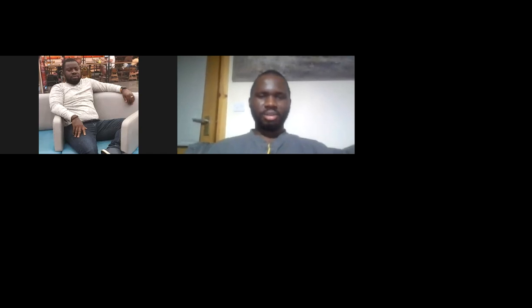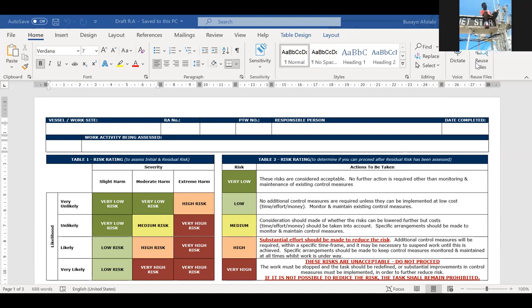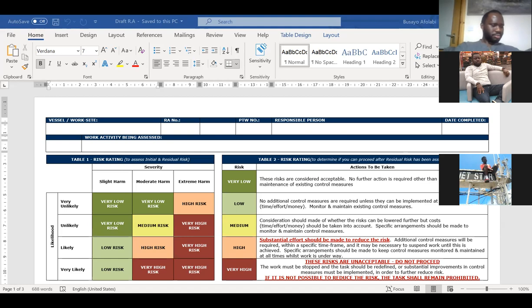Peter, however. Okay, sir. Can I go, sir? Yeah, please. I think risk assessment should be the potential hazards and the dangers which a particular job on board poses when it is being carried out.